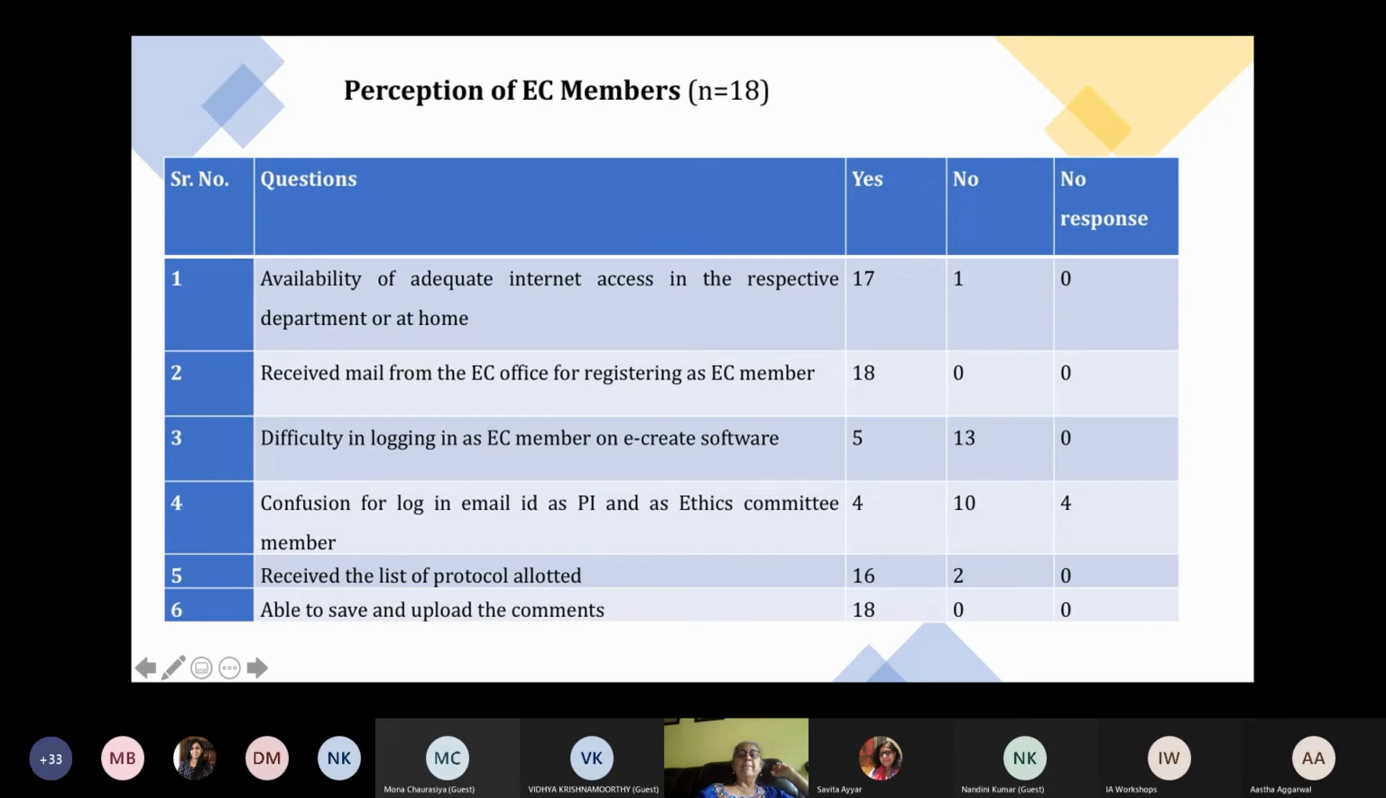What about EC members? Now the EC members are older, so they all had slightly more difficulty, I think, according to me. There was not much difficulty for logging in. And there was no confusion in the email IDs, because we are institutional members. It could have been an issue, because we could be a PI and we could be an ethics committee member, but there was not much difficulty in that. Received the list of protocols as allotted, and being able to save and upload the comments was also relatively easy.